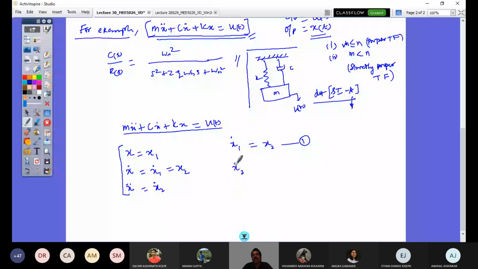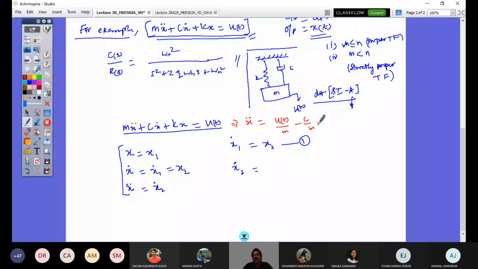Like v dot, r dot we had, here x1 dot and x2 dot. So what is x2 dot? x2 dot is x double dot. How do I get x2 dot? x double dot, I'm going to get it from here. From this, I can get x double dot, right? Divide by m all, so x double dot would be equal to u of t by m minus c by m x dot.